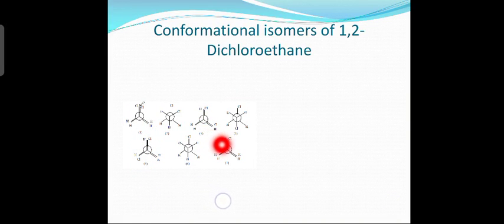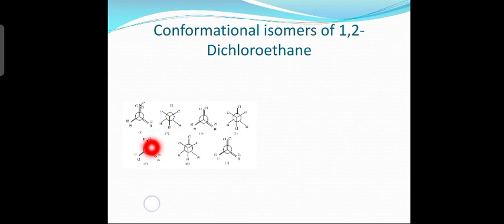The first one is similar to the sixth one. After the sixth structure you have the first structure again, so this structure and the first structure are the same. So altogether there are 6 conformations: 1, 2, 3, 4, 5, 6. So the eclipsed conformations are the first one, the third one, and the fifth one.